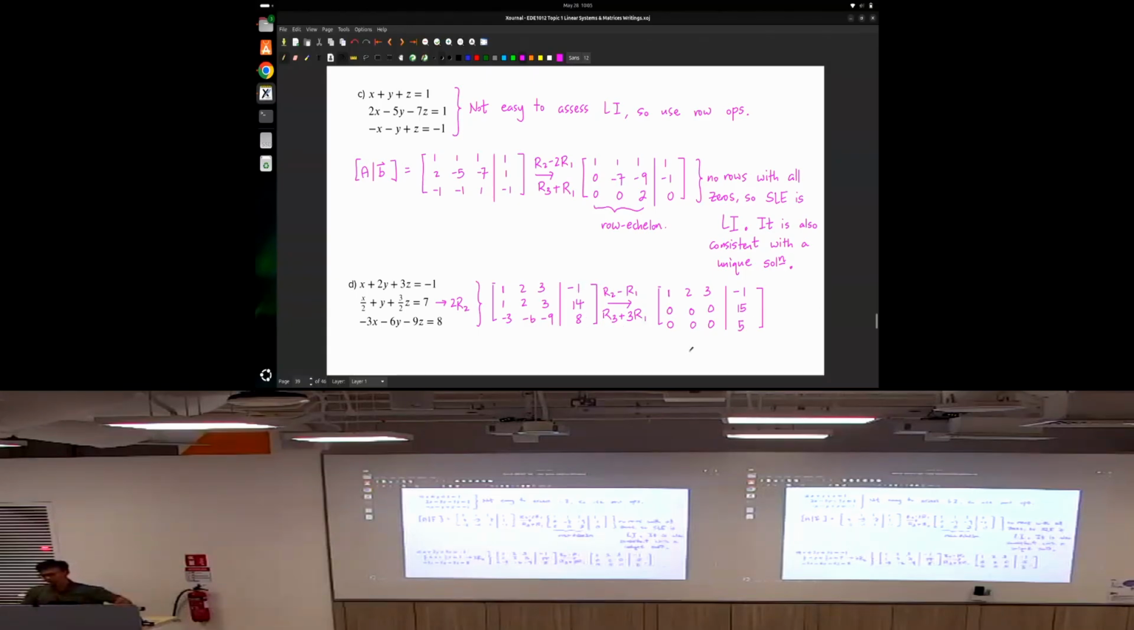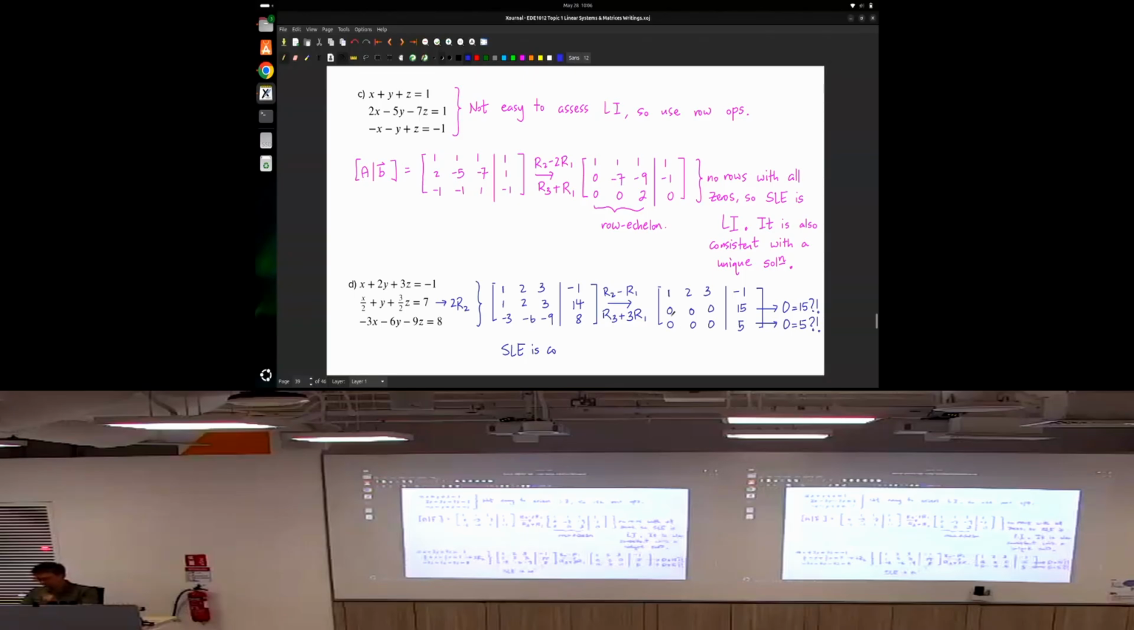So you can see that this is inconsistent, because for the bottom two rows you get 0 equals 5 and 0 equals 15. All zeros here, but it is a non-zero constant. 0 equals 5 and 0 equals 15 cannot be. Hence inconsistent.